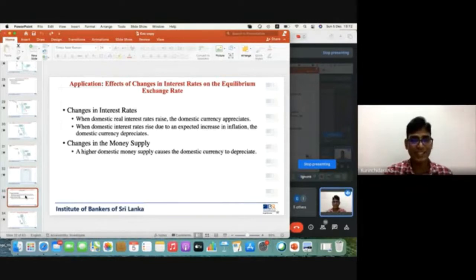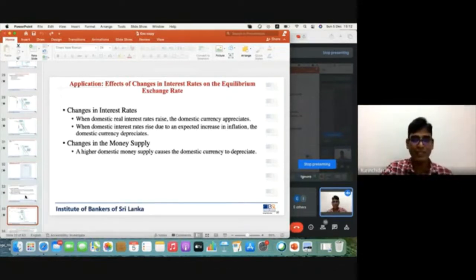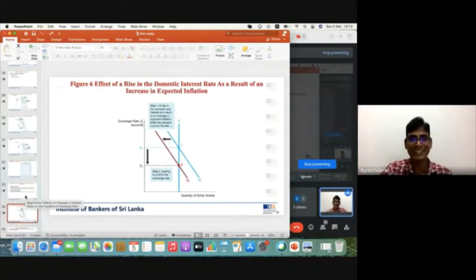As we discussed earlier, this application part I have given you for understanding. If you read some examples, you can see what will happen to the exchange rate, right? Just have an idea on that. I'm not going to discuss that because it was already discussed.